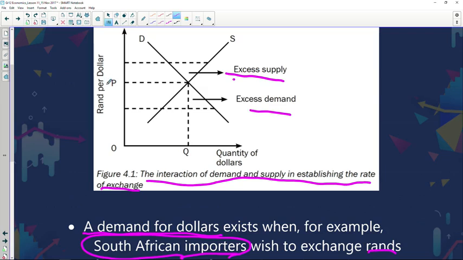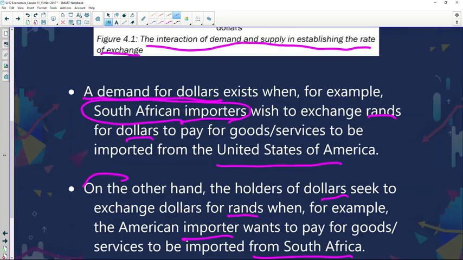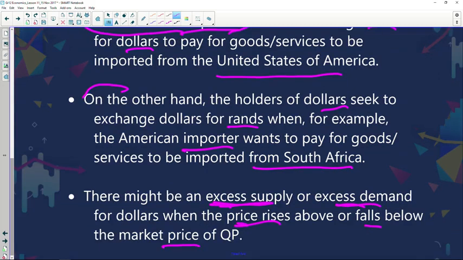Okay, so now here's the excess supply over here, and here's the excess demand over here. And now we're looking at the quantity of dollars, and this is rand per dollar. So we are told that at QP we could have an excess supply or an excess demand, based on whether there has been a huge demand for the dollar or a huge supply of the dollar or the rand. That will happen at QP over there.